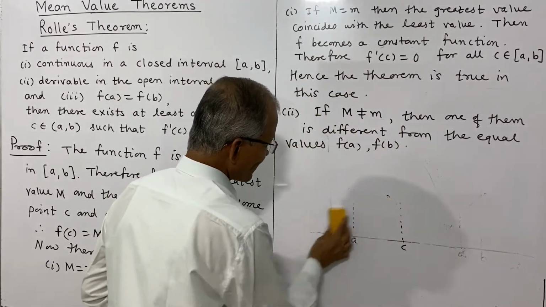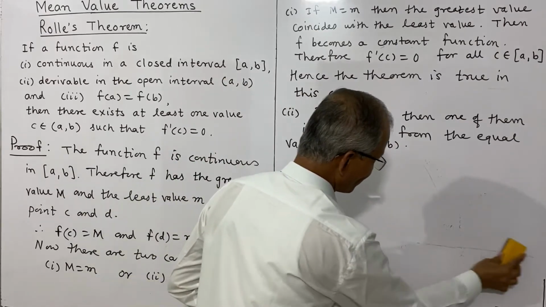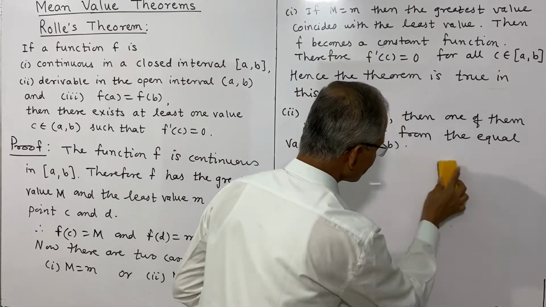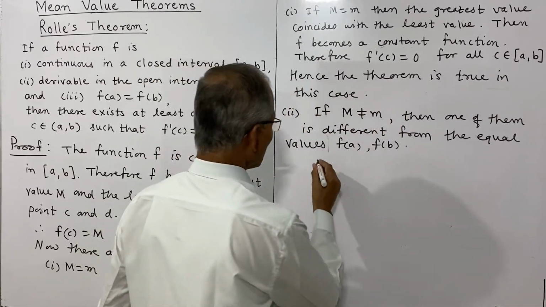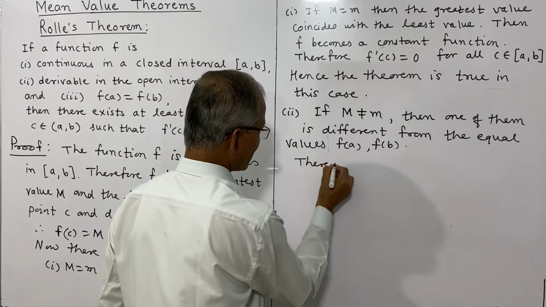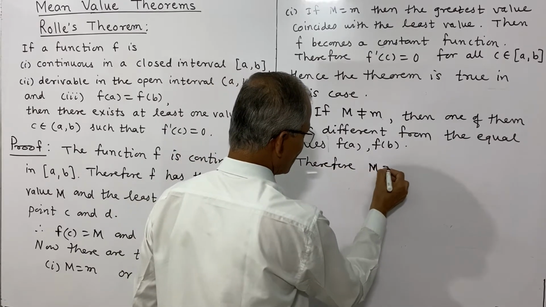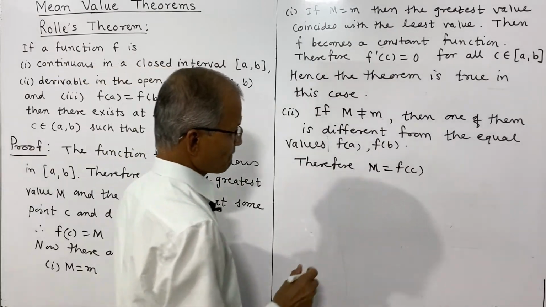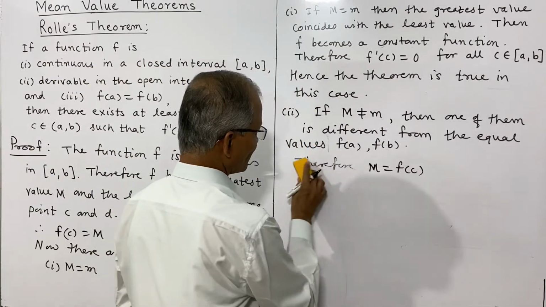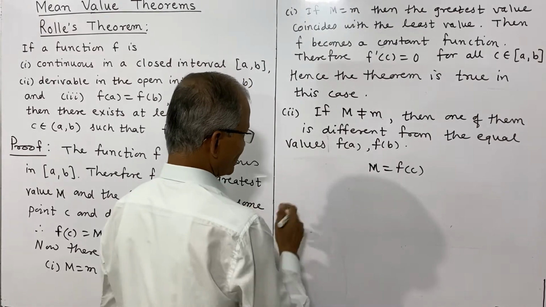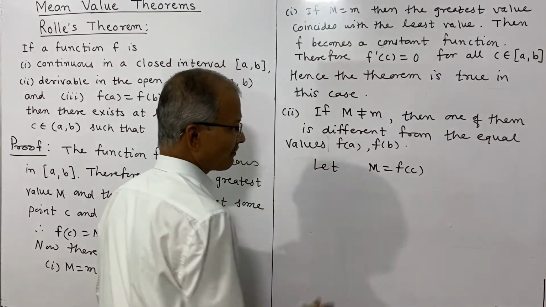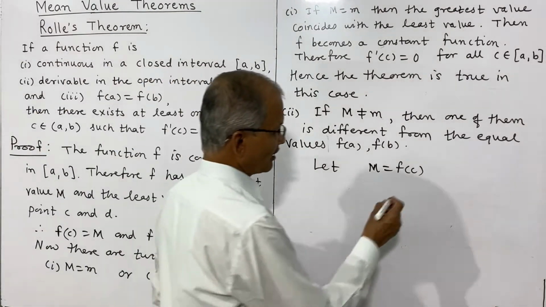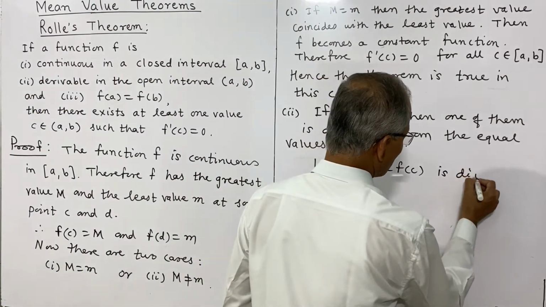So therefore, if this maximum value M is equal to f of c, which is different, let us consider M is f of c. We have considered here that M is f of c, which is different from them.